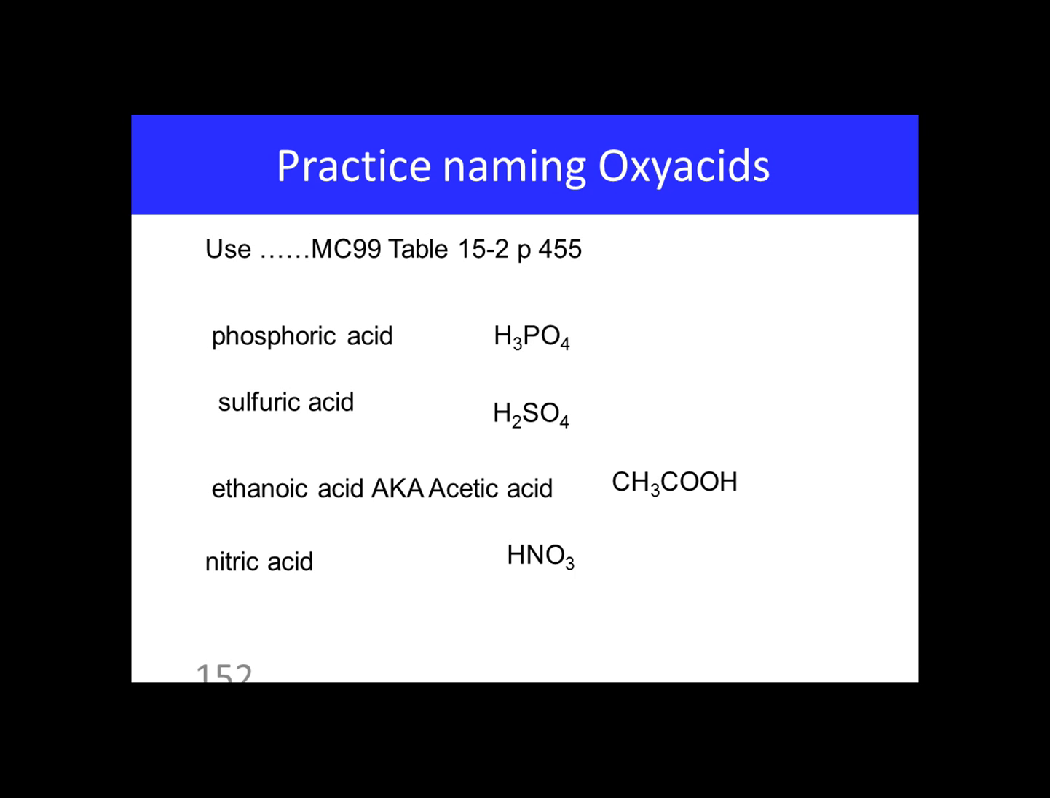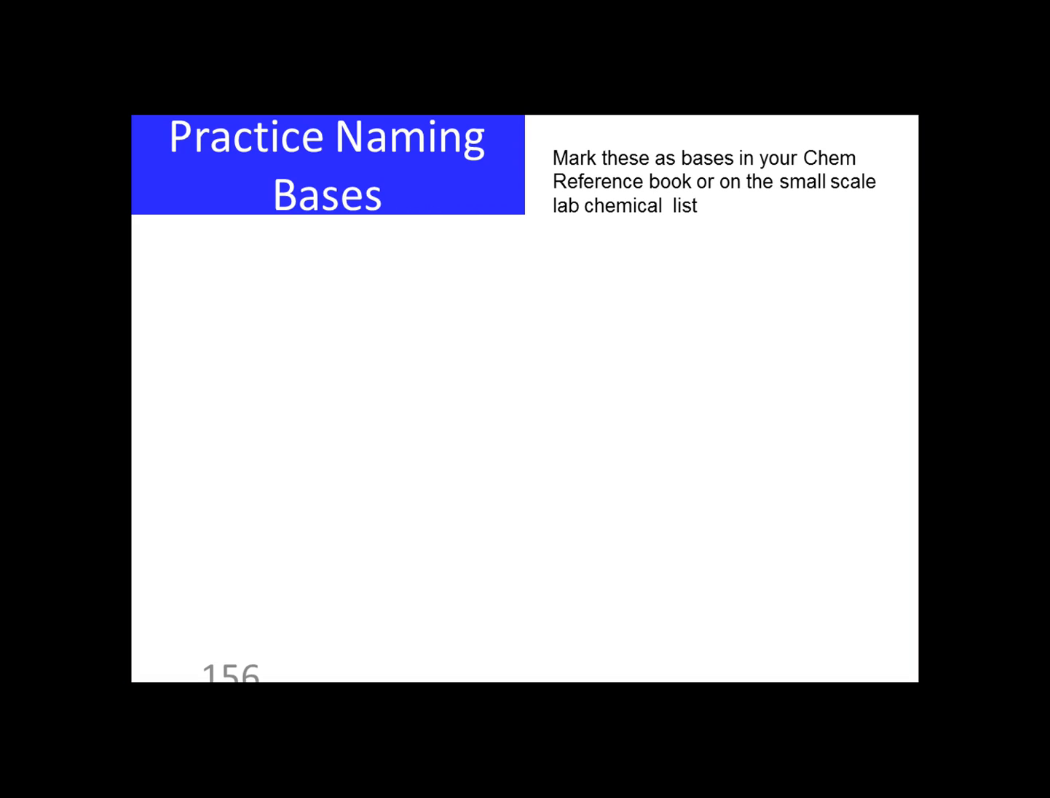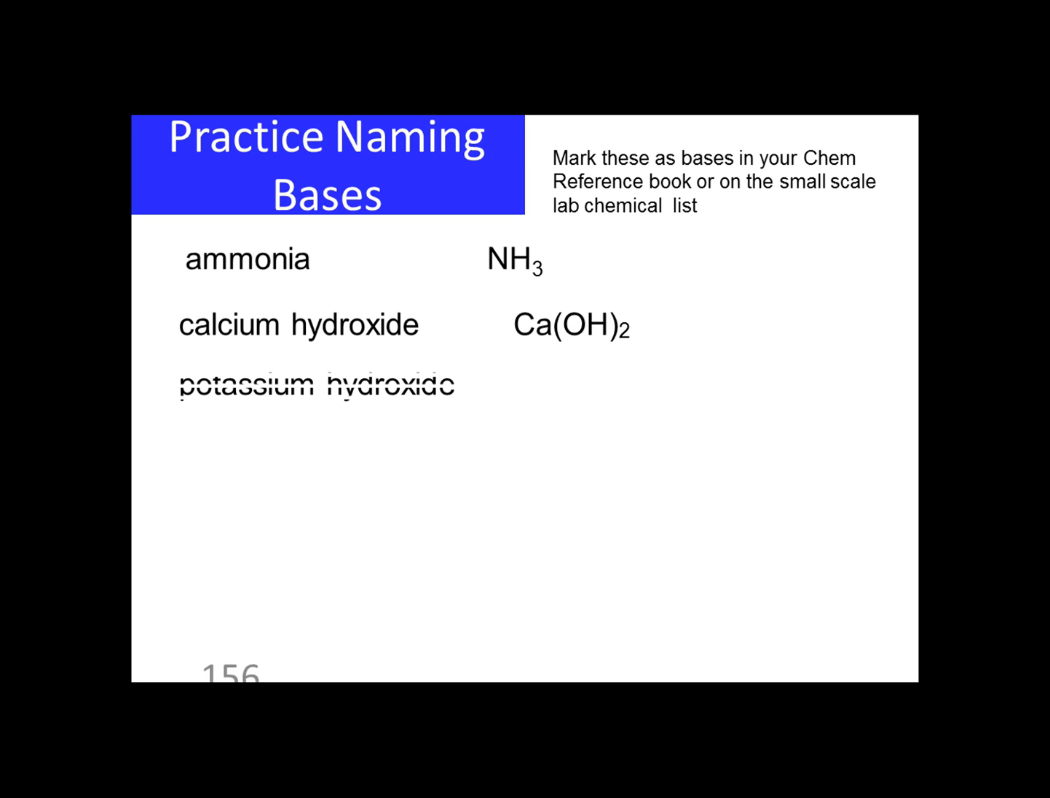Nitric acid, HNO3. All right, some important bases. Bases are the opposites of an acid. We'll talk about their chemical properties later on. But ammonium is a base, NH4. Calcium hydroxide is a base, Ca(OH)2.